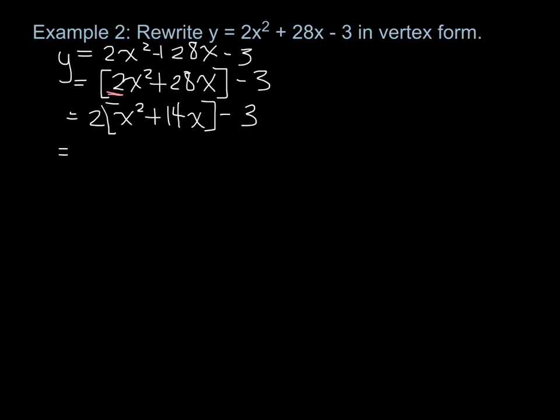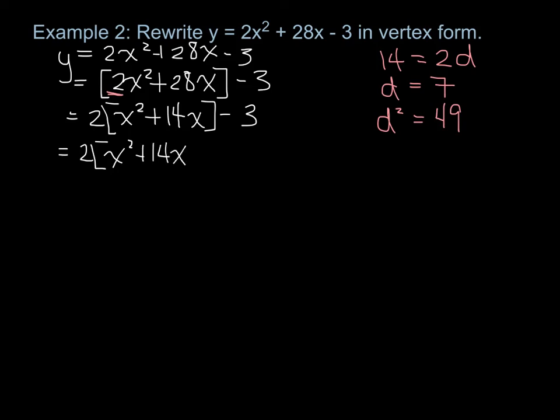So now I need to know what is my d value, or what is d squared specifically, because I need to figure out what to add and what to subtract. So 14 is 2d, which means d is 7. D squared is 49. So there's my d squared. So I get 2 times x squared plus 14x plus 49 minus 49, because remember I can't actually change anything. I can only add 0.